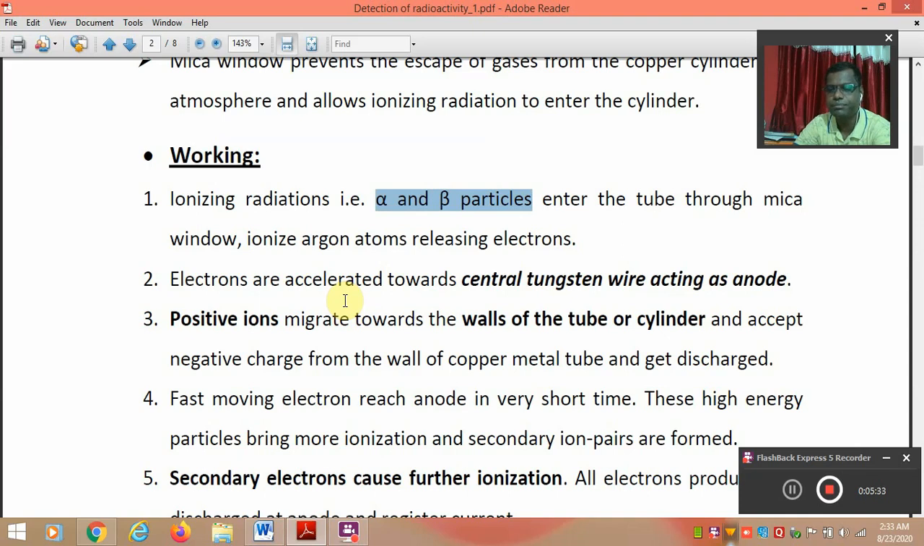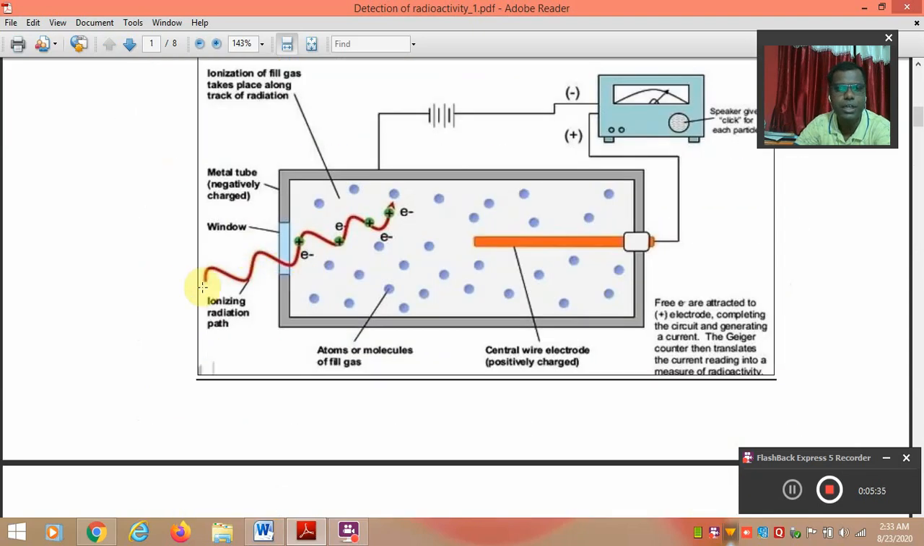So this is the ionizing radiation, for example either alpha or beta radiation. Whenever these radiations come inside this tube, so these are the argon atoms. These ionizing radiations are responsible for the ionization of the argon atoms, and there is a formation of electrons, or there is a formation of ion pairs.